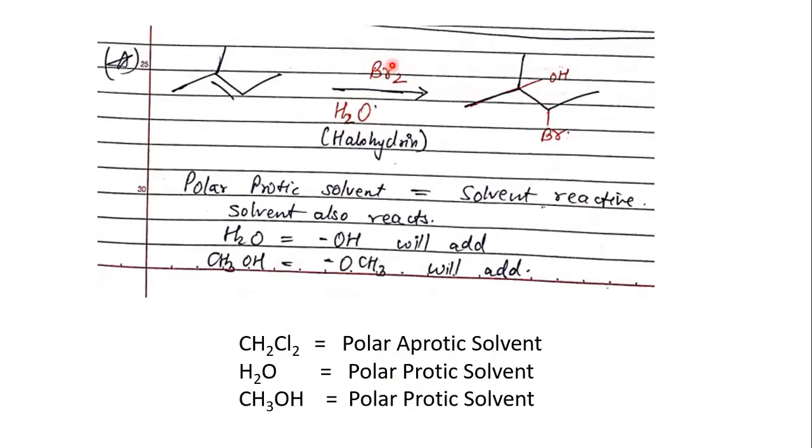So once you are adding bromine across the alkene, but in the presence of a polar protic solvent, instead of two bromines getting added, one bromine will be attached and another OH will be attached. This only happens because your polar protic solvent, in this case water, is extremely reactive. So that also acts as an electrophile and attacks your double bond. If you use water, OH will be added. If you use methanol, OCH3 will be added.